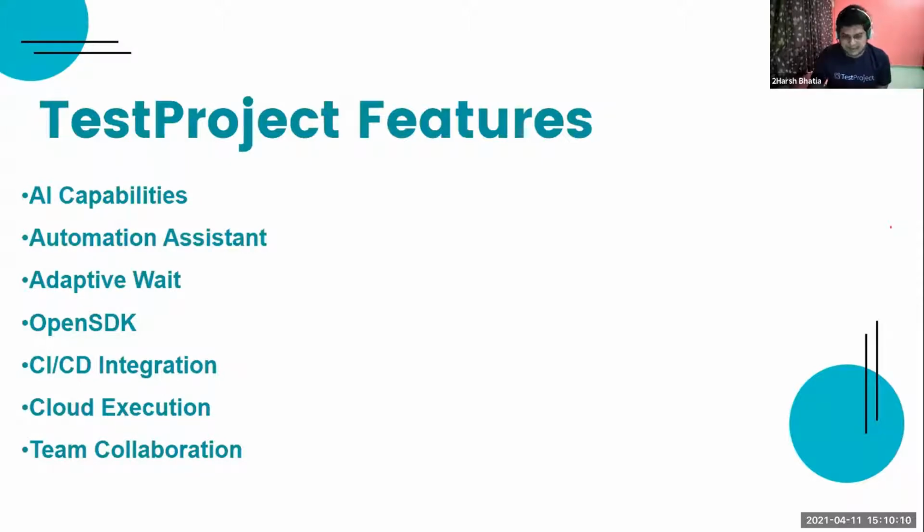Then there is an open SDK. As I told you, if you want to code in Java, Python or C#, you can just leverage the open SDK and alongside you can use all the Taste project features. Then there is CI/CD integration. In CI/CD integration, you can go through your Jenkins and Docker. So it will complete your cycle from CI to CD.